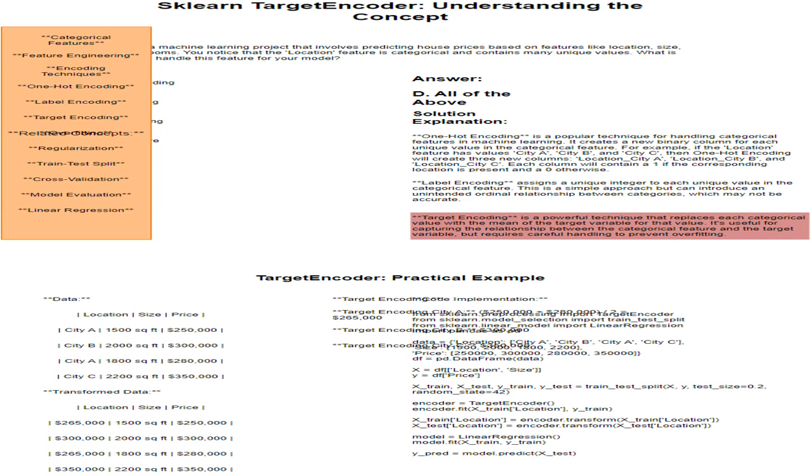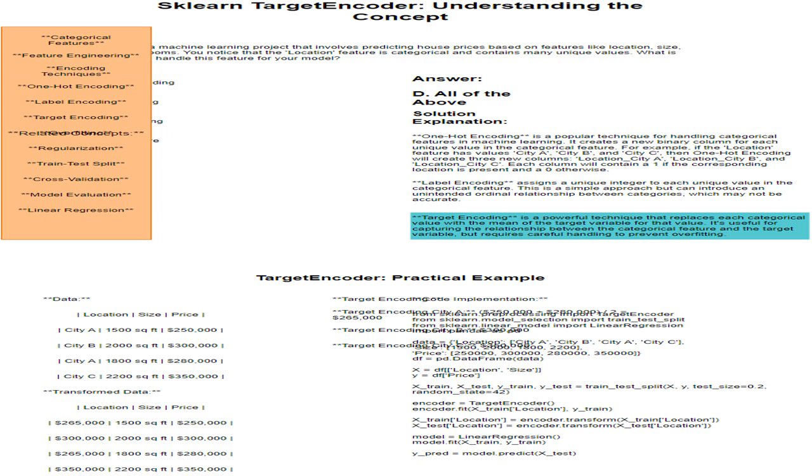prevent overfitting. True. Target encoding is a powerful technique that replaces each categorical value with the mean of the target variable for that value. It's useful for capturing the relationship between the categorical feature and the target variable, but requires careful handling to prevent overfitting.